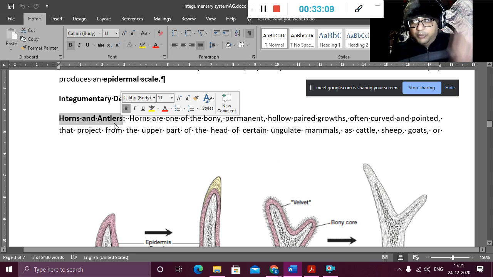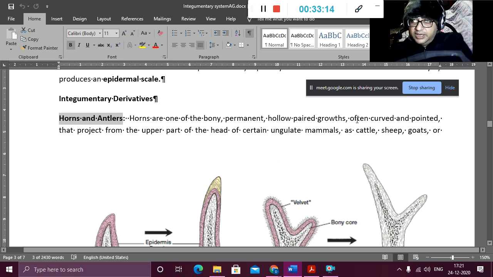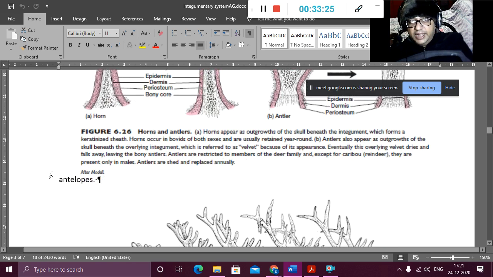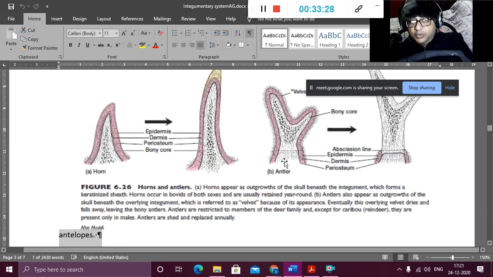Horns are bony, permanent, hollow paired growths, often curved and pointed, that project from the upper part of the head of certain ungulate mammals such as cattle, sheep, goats, or antelopes. Horns appear as outgrowths of the skull beneath the integument, which forms a keratinized sheath. Horns occur in bovids of both sexes and are usually retained year round.